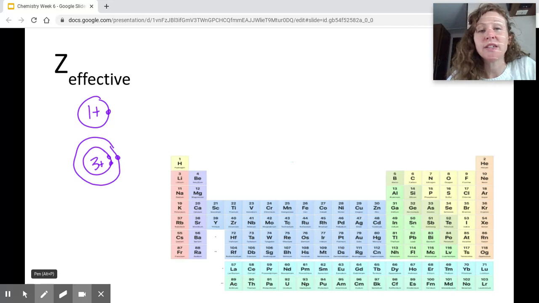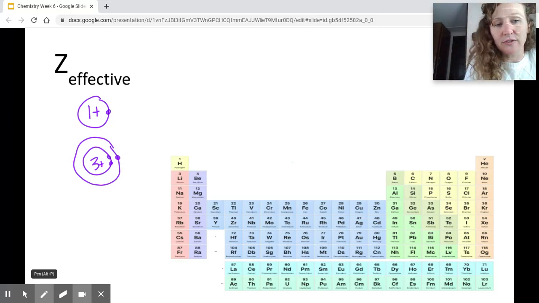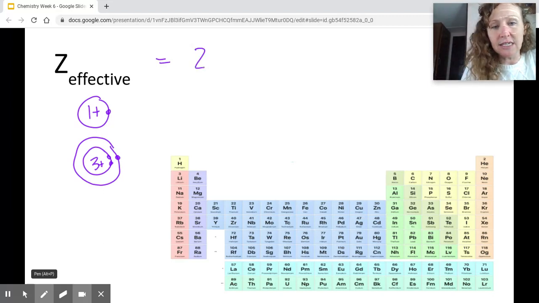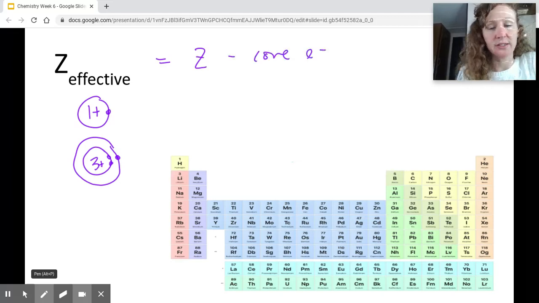And this is where Z effective comes in. So Z effective can be calculated. In order to calculate Z effective, or the effective nuclear charge, or the nuclear charge that that outermost electron actually feels, what we do is we take Z and we subtract the core electrons.